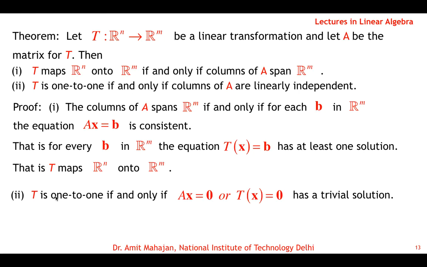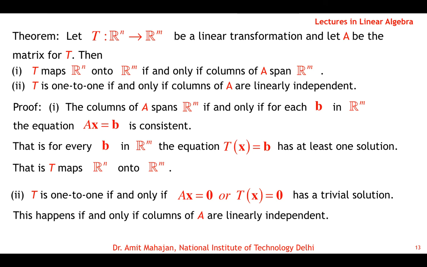Second, T is one to one if and only if the homogeneous system has only the trivial solution. We already said this, and this happens if and only if the columns of A are linearly independent. That means there are no free variables, and that is the proof of the second one. So remember that if the mapping is onto, then the columns of A should span the complete codomain, and if the mapping is one to one, then the columns of A should be linearly independent.